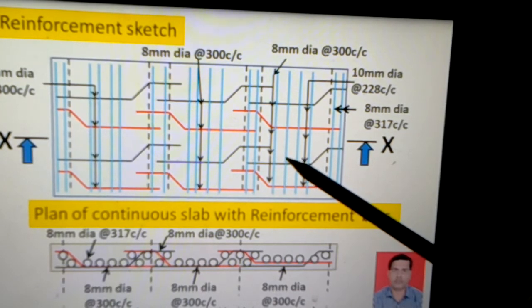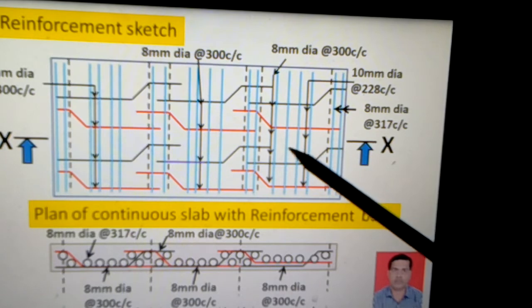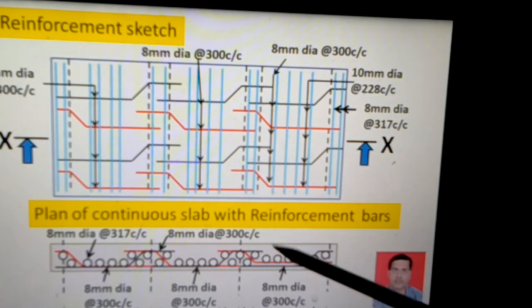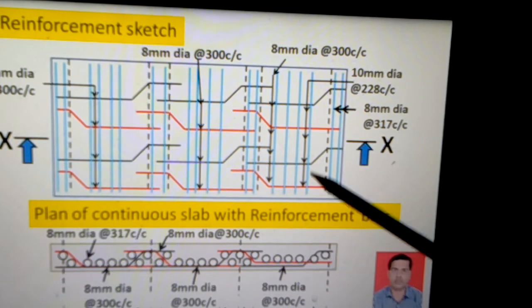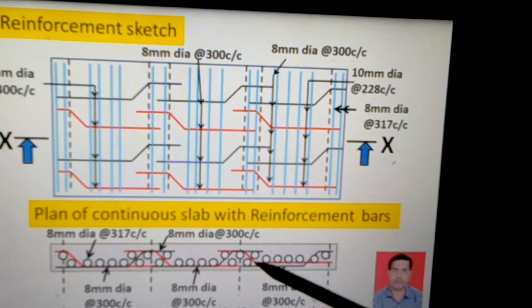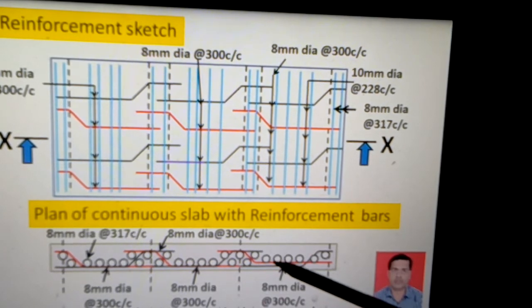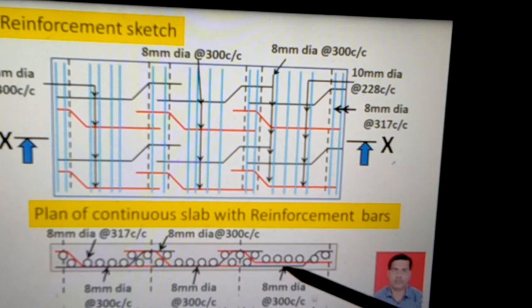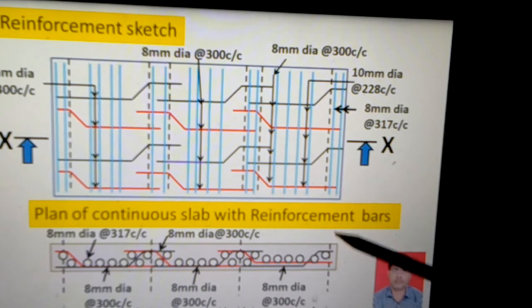So if this whole slab is taken as a cross section along the x-axis, then it will be visible like this. The red bars here start from this support, go near this support, and bend up from a distance of L by 4. In this span one bar is coming from the bottom and going to the L by 7 length of the support and then bent up.